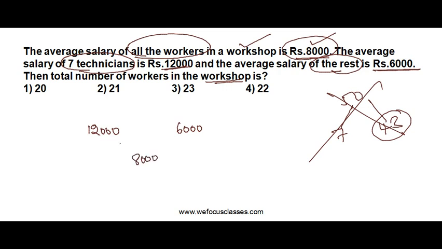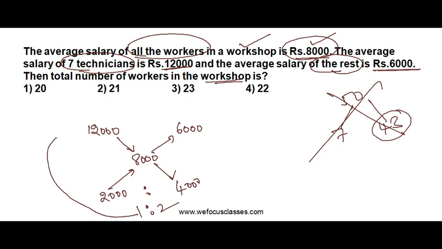Now we need to find the ratio. You know the ratio is the difference. Big number minus small number, you will be getting 4,000. And big number minus small number, you will be getting 8,000 minus 6,000, that is 2,000. So this is the ratio we are getting. 2,000 is to 4,000 means it is 1 is to 2. This 1 is related to the number of items here. This 12,000 rupees is the salary. How many employees are getting 12,000 rupees salary? 7 technicians. So this is 7.